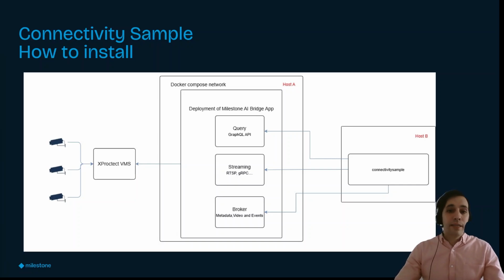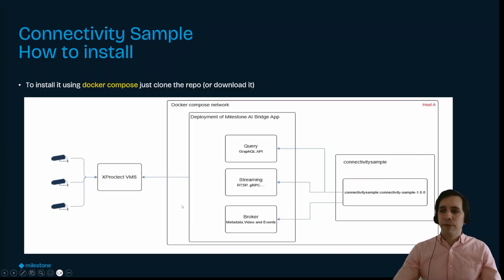All right, now let's see how to install the connectivity sample through Docker Compose. But before doing that, let's just review what happens when the application runs on a Docker Compose network. That will imply that the AI bridge and the connectivity sample are both running within the same Docker Compose network, and thus the endpoints for the query, streaming, and broker do not need to be publicly available outside of this network. So let's now see it through the example.